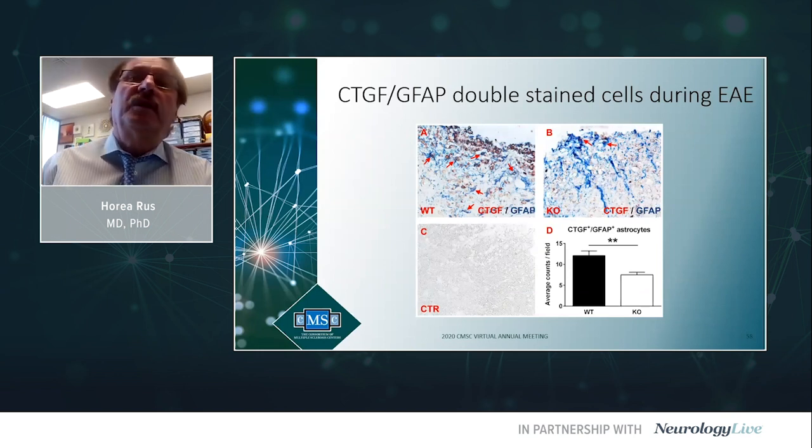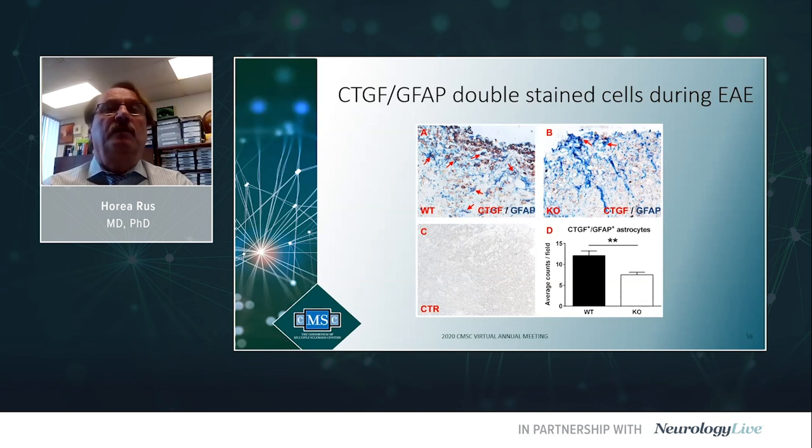Another factor which is important for production of extracellular matrix is CTGF, or connective tissue growth factor, and this is also reduced in astrocytes which are present in knockout mouse compared with those in wild type. And this molecule CTGF plays also an important role in extracellular matrix production. So there are multiple molecules which play an important role and which are significantly less expressed in astrocytes from knockout mouse.